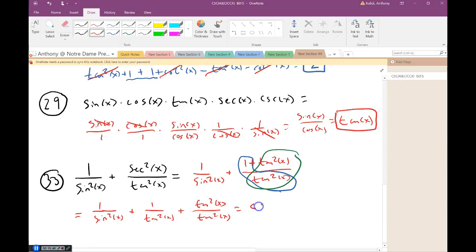So now I'm going to write this as cosecant squared, that's 1 over sine squared, plus cotangent squared, plus 1. And I notice here, this part is cosecant squared, so I end up with 2 cosecant squared x's.